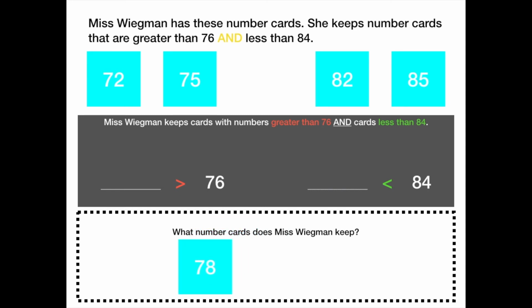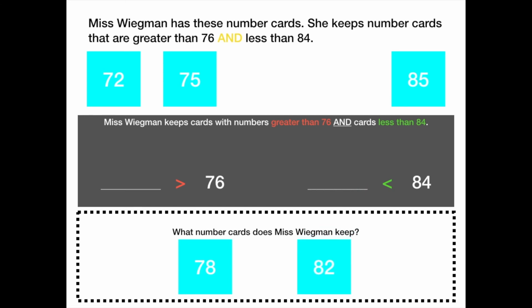The next card says 82. Let's try it. Is 82 greater than 76? Yes. Is 82 less than 84? Yes. 82 is greater than 76 and less than 84. They are both true. So I can keep that card.